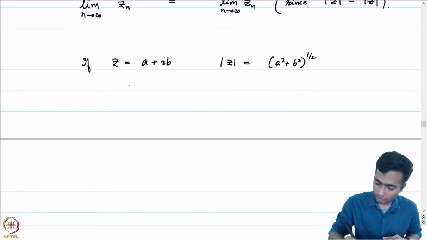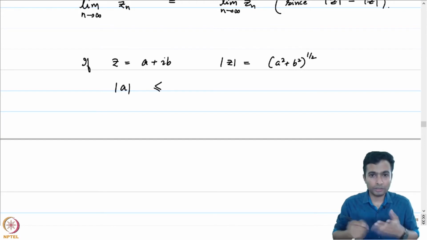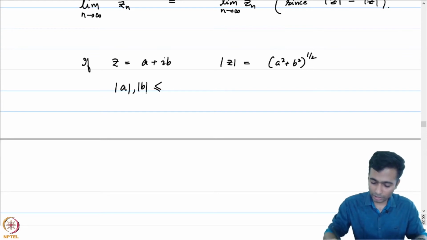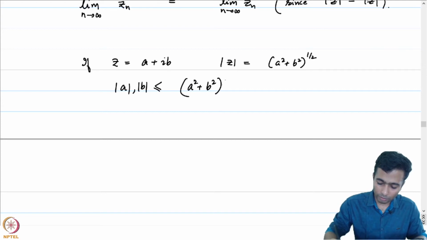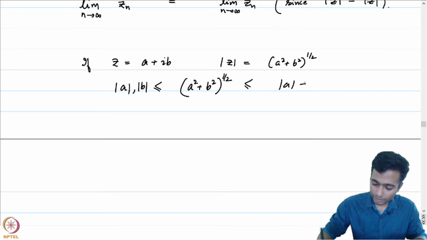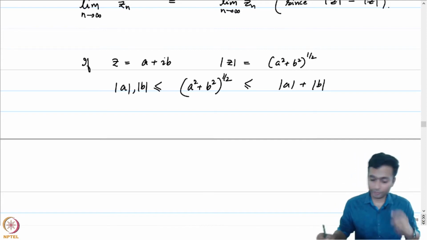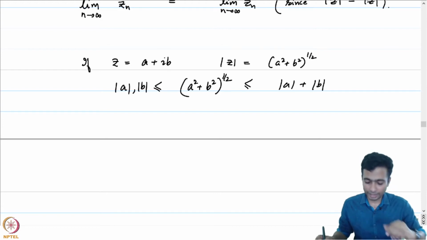And this is going to manifest in the following inequality. Mod A and mod B, both are less than or equal to (A square plus B square) to the power 1 by 2, which is less than or equal to mod of A plus mod of B. Well, these are straightforward inequalities. Let me not spend too much time behind this.